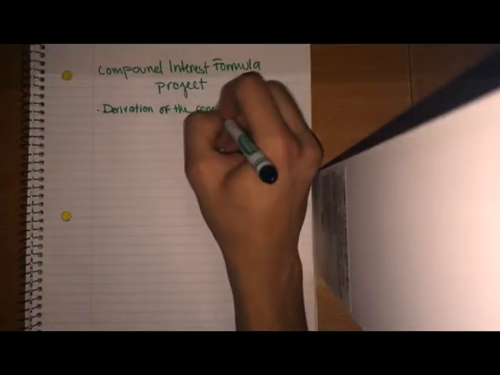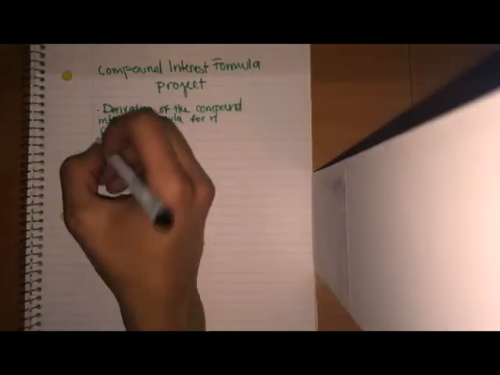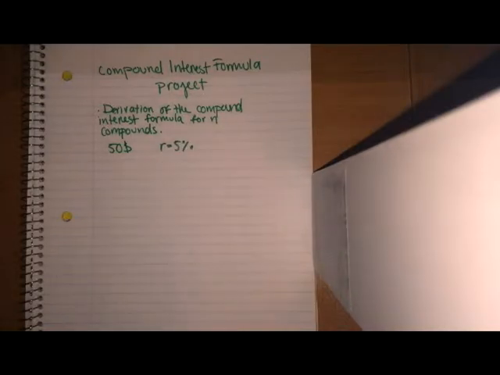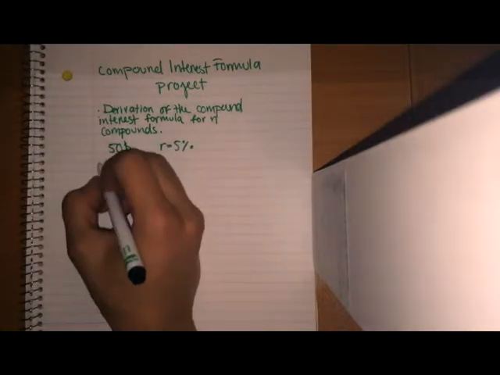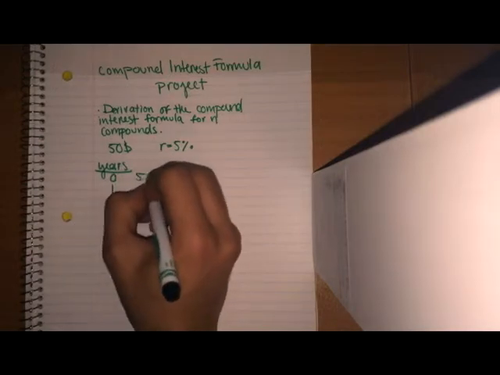We will be going over the derivation of the compound interest formula for n compounds. Suppose you walk into a bank and deposit $50 and they provide an interest rate of 5%. Let's consider 0 years, 1 year, and 2 years. At 0 years, you will have $50.